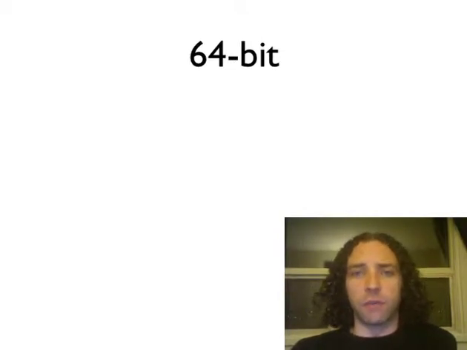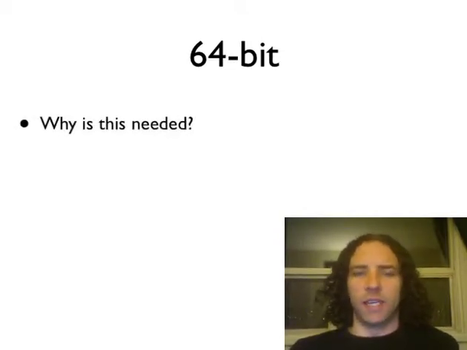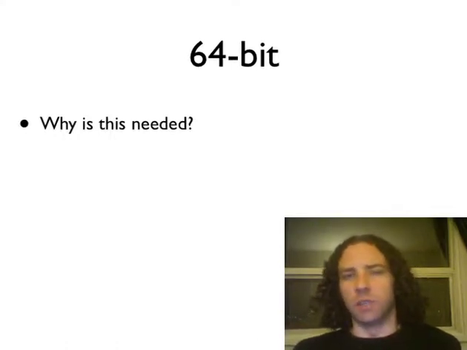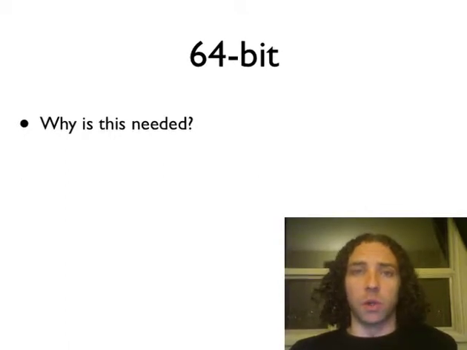So first of all, 64-bit. Why is this needed? We've been using 32-bit processors in mainstream computing since the 90s, and the problem that we were running into was twofold. Basically, it comes down to 32-bit registers, the component on the CPU that stores data and operates on data, can only store numbers between 0 and 4 billion.